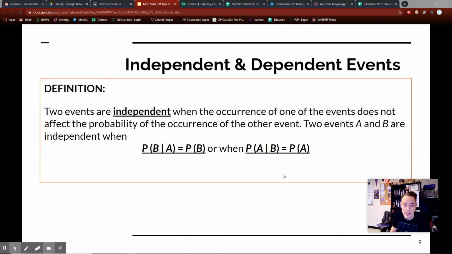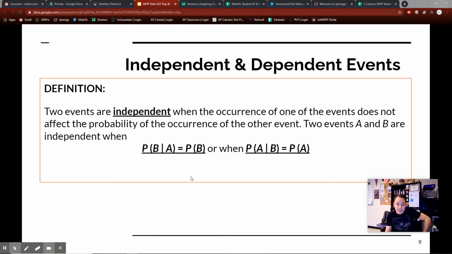What are independent events? Independent events are two events where one of the events does not affect the probability of the other event. So we can say two events, A and B, are independent when the probability of B given A equals the probability of B, or when the probability of A given B equals the probability of A. This is sort of complicated. I get that it's sort of complicated. We're not going to get too much into this though, because honestly, dependency and independency is actually very, very intuitive.